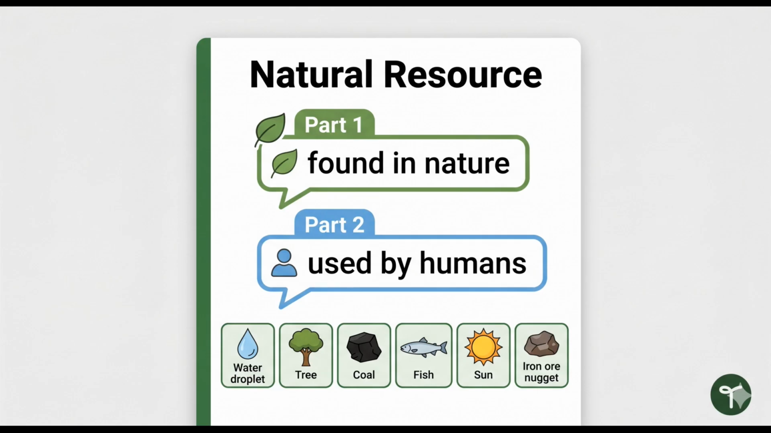Look at the examples at the bottom of the screen. Water, timber, coal, fish, sunlight, iron ore, all found in nature, all used by humans, all natural resources.